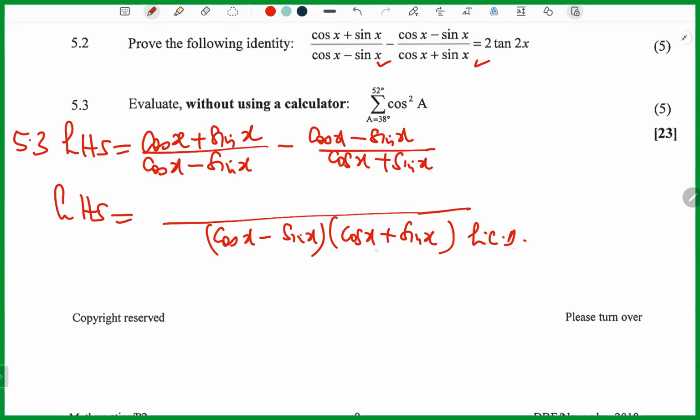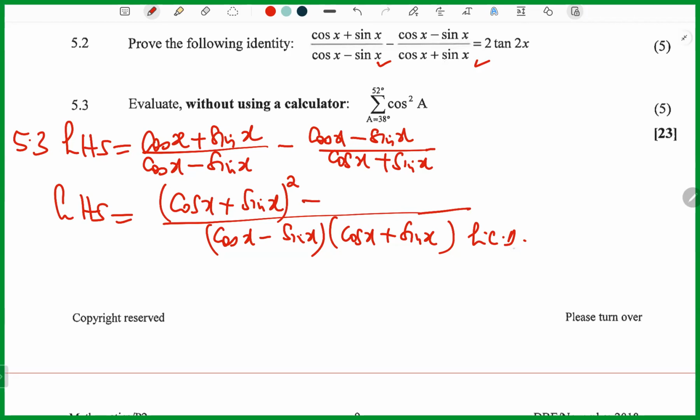So this divided by cosine x minus sine x, we actually get cosine x plus sine x. We multiply by that, so it becomes cosine x plus sine x, but it becomes squared because it's the same thing. If you divide this one by cosine plus sine, you multiply by cosine minus sine.